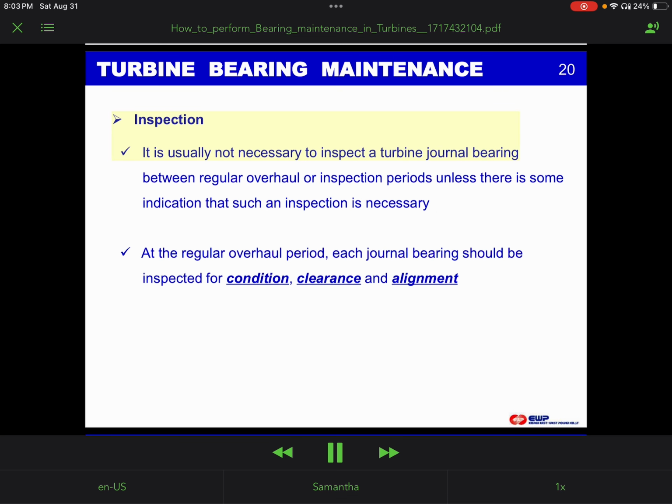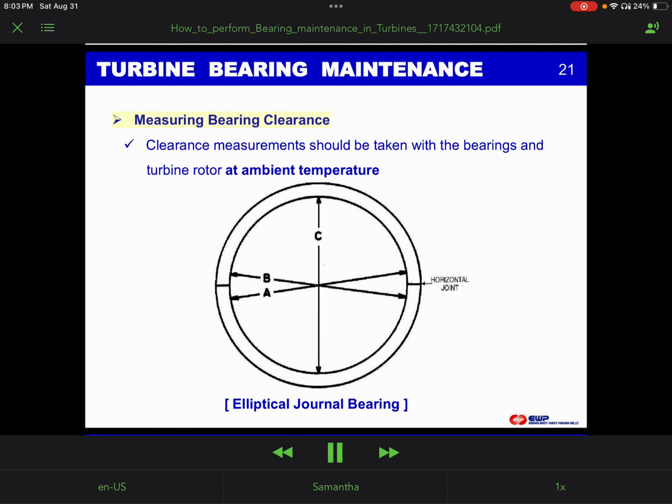19. Inspection. It is usually not necessary to inspect a turbine journal bearing between regular overhaul or inspection periods unless there is some indication that such an inspection is necessary. At the regular overhaul period, each journal bearing should be inspected for condition, clearance and alignment. Turbine bearing maintenance 20. Measuring bearing clearance. Elliptical journal bearing.